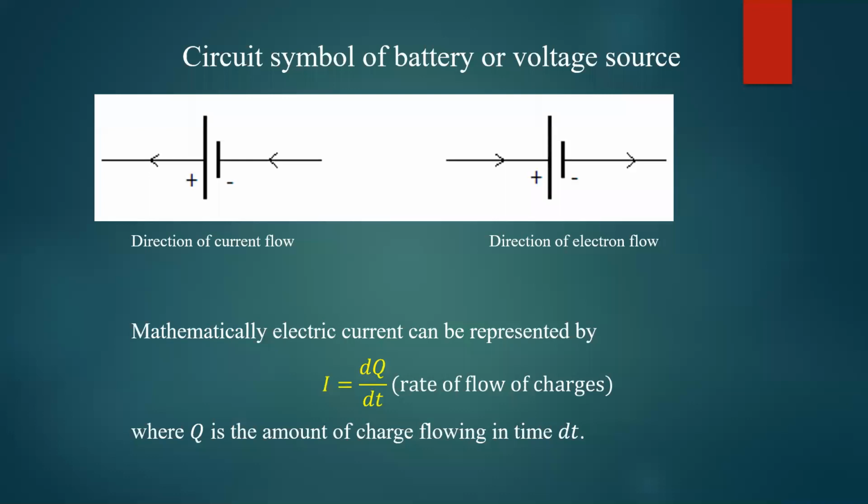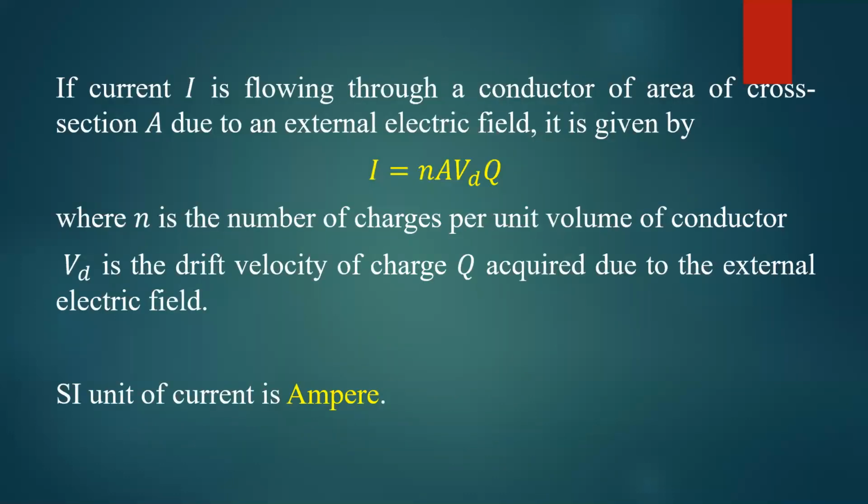Okay. Next, we'll move further. So remember the circuit symbol of the battery, or it is also called a voltage source, and the expression for current I. Okay. Next, there is another expression for current I, in terms of the number of charges, area of cross section of the conductor, and the drift velocity.